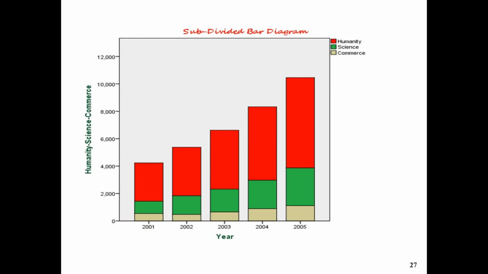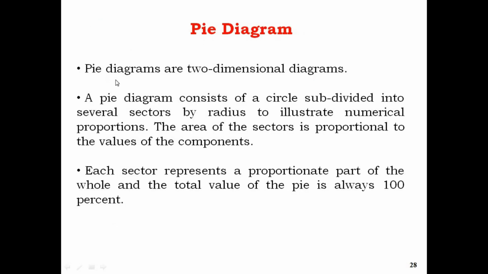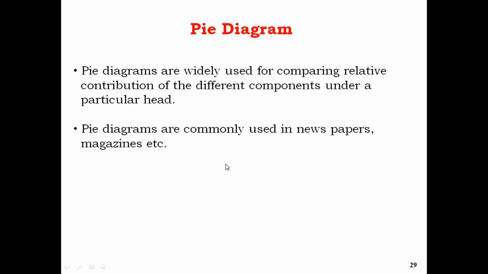So now you see pie diagram. Pie diagrams are two-dimensional diagrams. A pie diagram consists of a circle subdivided into several sectors by radius to illustrate numerical proportions. The area of the sectors is proportional to the values of the components, and each sector represents a proportionate part of the whole. The total value of the pie is always 100%. So this is about pie diagram.